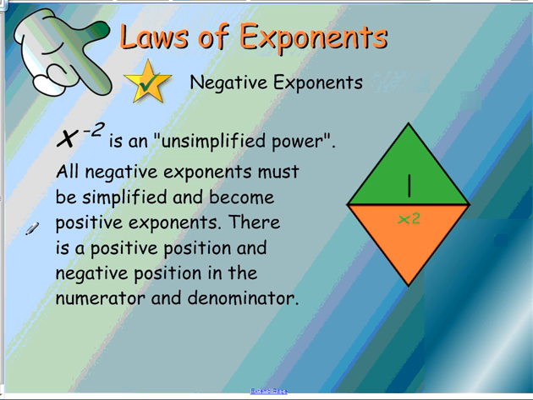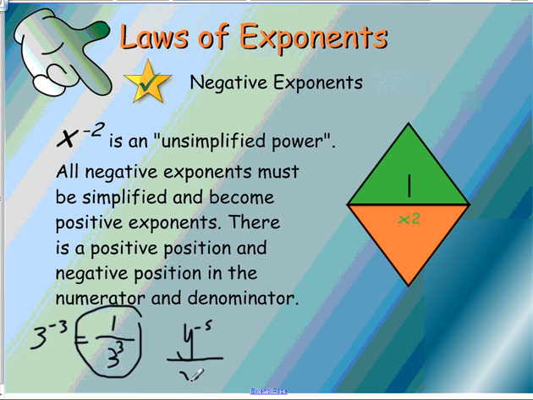All right, so I'll show you how this works again. So let's say I have 3 to the negative third power. All I want to do is put that 3 to the third power into my denominator and put that exponent over 1. And that's your answer. All right, so if you had y to the negative fifth power over x to the second power.